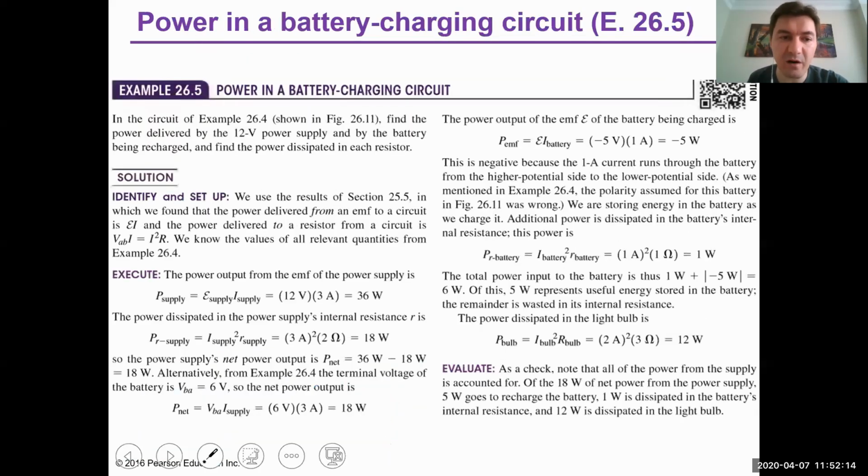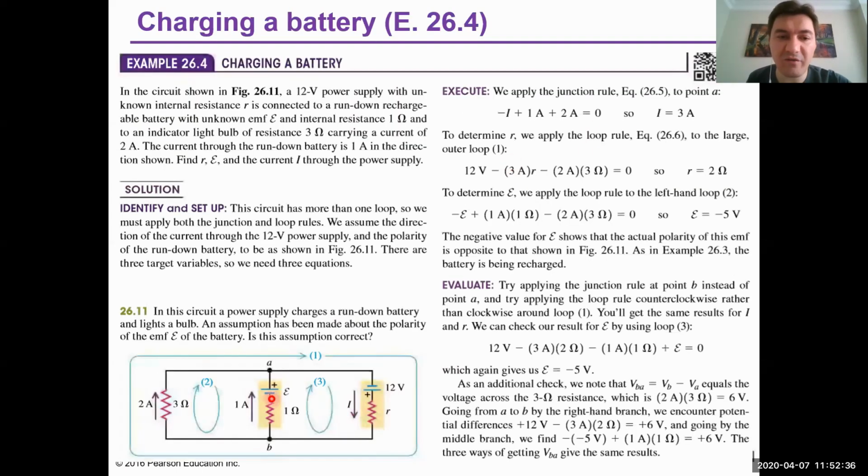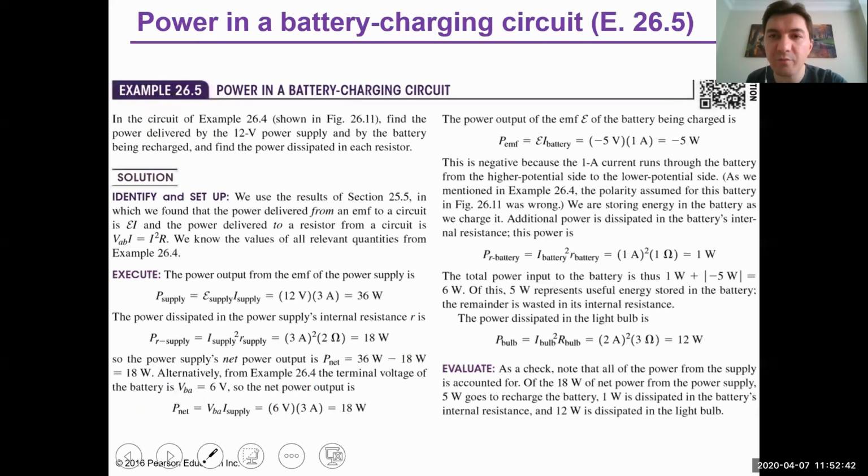So we have net power 18 watt. So what about the EMF of that battery? 1 amp is passing through that circuit, and the EMF of this guy is -5 volt. We have calculated here, put it there. So EMF of that battery is -5 volt. This is negative because 1 amp current runs through the battery from the higher potential side to the lower potential. Okay, the polarity assumed for this battery was wrong, I have discussed.